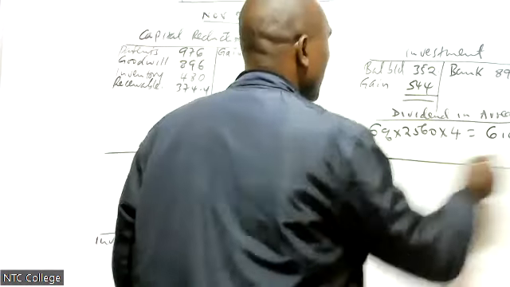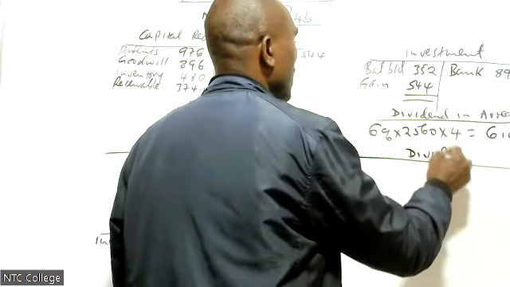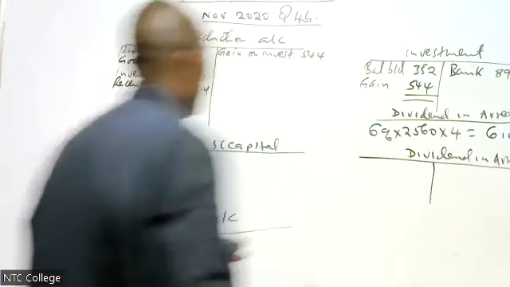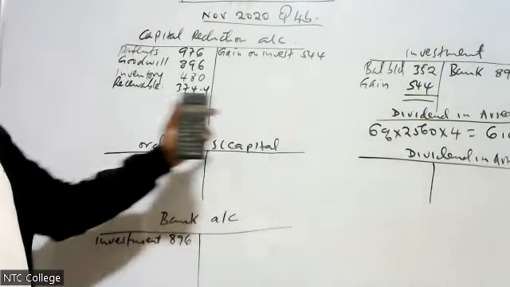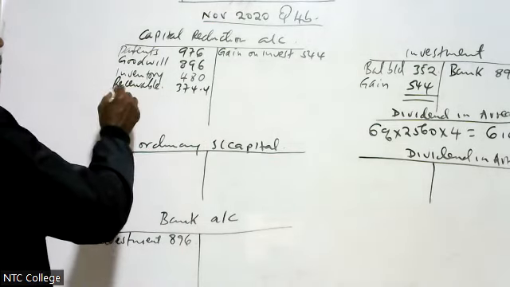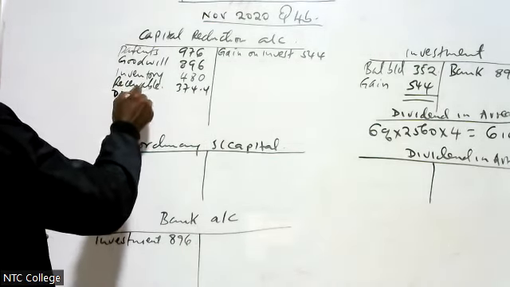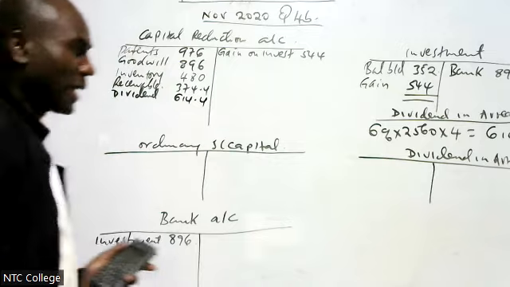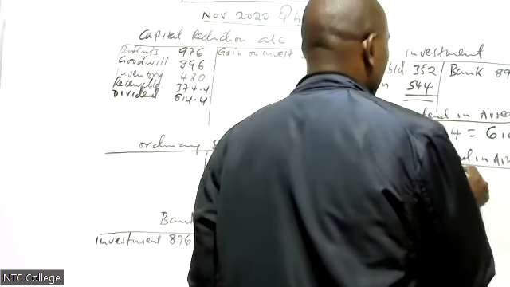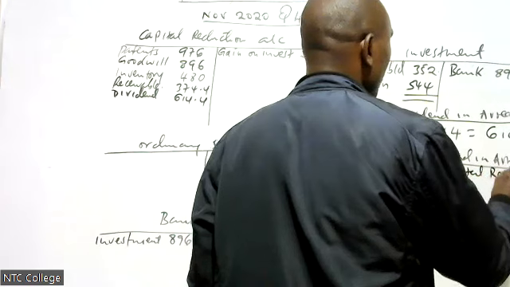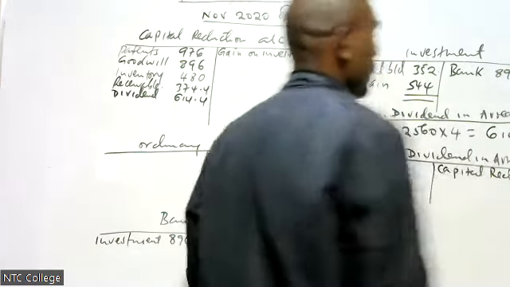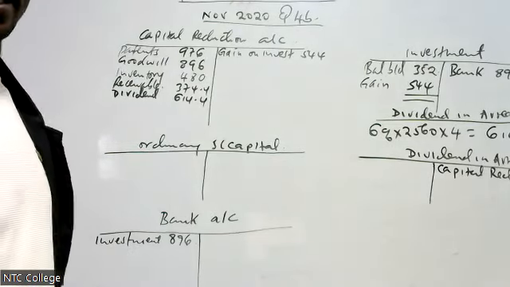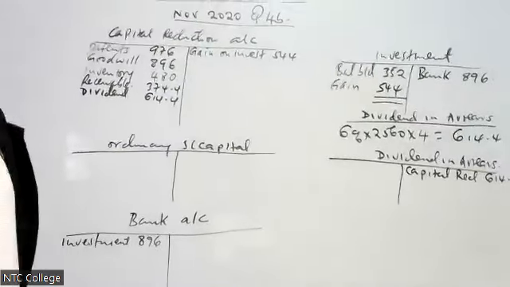Therefore, I will create the dividend in arrears account. When it arises, we debit the capital reduction. Therefore, on my capital reduction, I say dividend in arrears, 614.4. I credit my dividend in arrears, I say capital reduction, 614.4. That's how you account for dividend when it has arisen, when it has come up.